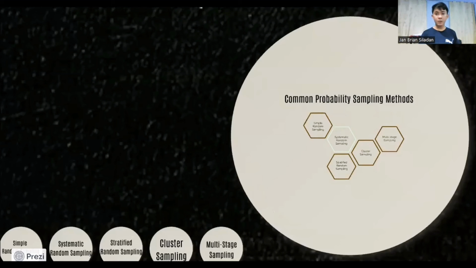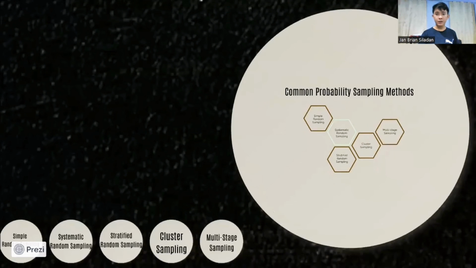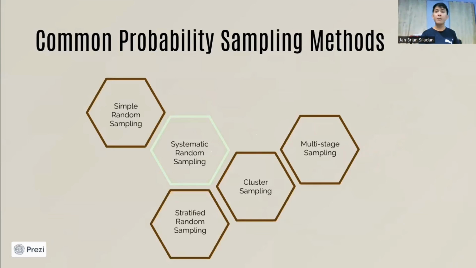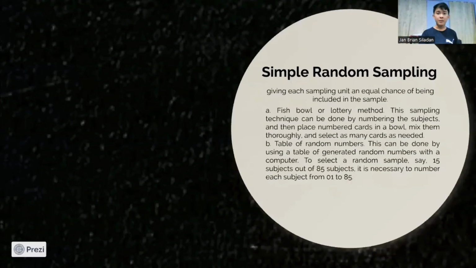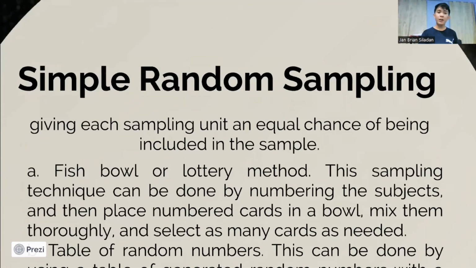We have here the common probability sampling methods. There are five types of probability sampling methods: the simple random sampling, the systematic random sampling, the stratified random sampling method, the cluster sampling, and the multi-stage sampling method. Let us begin by tackling the simple random sampling method. It gives each sampling unit an equal chance of being included in the sample. This is the definition of the simple random sampling method.